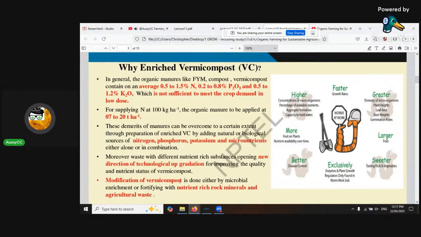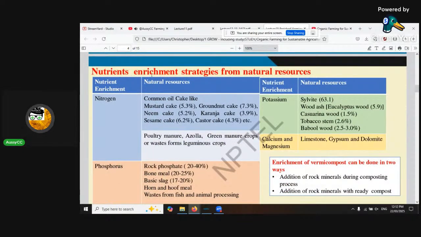Modification of vermicompost is either done by microbial enrichments or fortifying with nutrient-rich rock minerals or agricultural waste. Nutrient enrichment strategies from natural resources. So here's some organic inputs that you might use in your farm and agricultural and horticultural production. In gardening, to get good sources of nitrogen, here's the 5 or 6%. Groundnut is even 7%. That's very high. So if you look on the front NPK, typically of say a 5 to 5, mustard cake will meet 5.